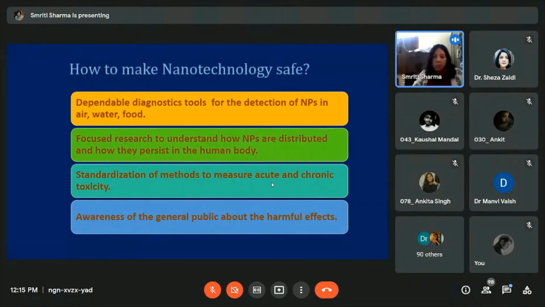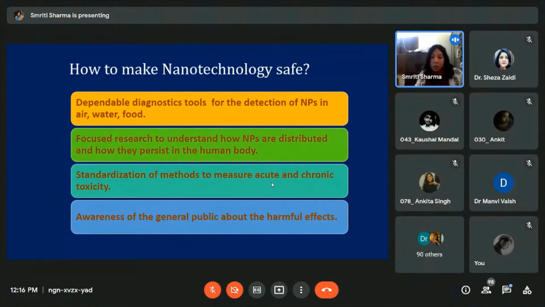So how do you make nanotechnology safe? First, you must have dependable diagnostic tools for detecting the nanoparticles present in air, water, or food. Then focused research is required on finding out how, once the nanoparticle enters our body, it distributes and how long it persists in the human body. Then methods should be standardized. For finding the amount of glucose in my body there is a standard method, but the products of nanotechnology have come up recently. So there is no standardization of methods to find out the toxicity.